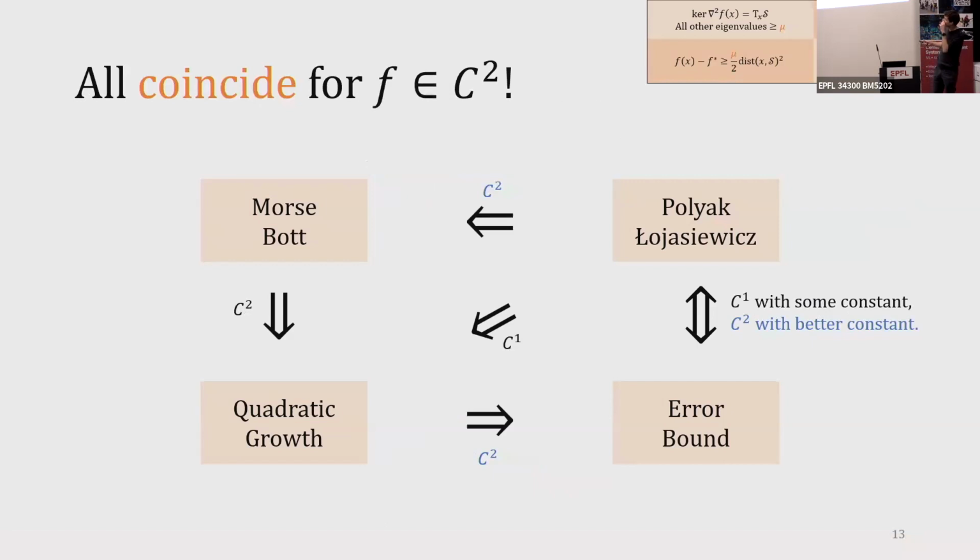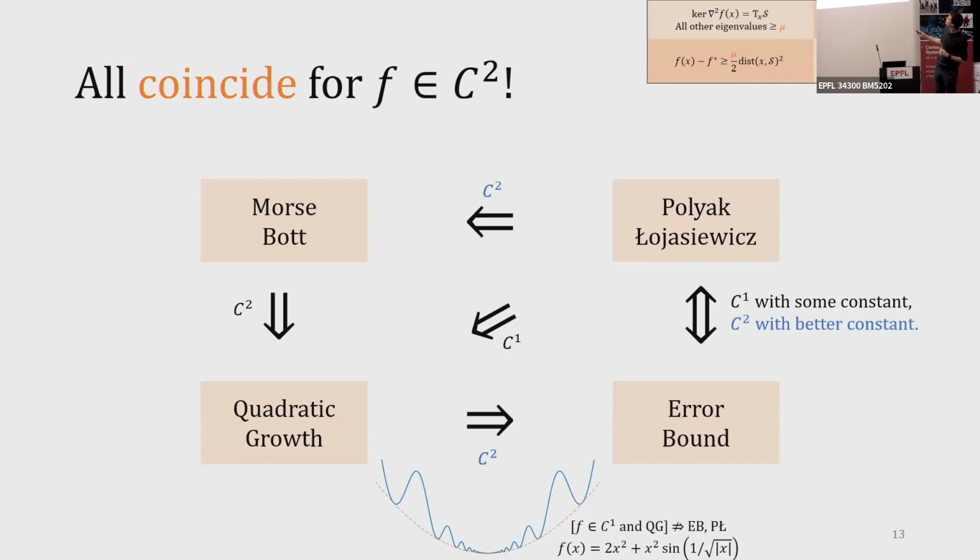Okay. So then when you look at those, you might wonder, well, there's a number of these implications that hold for C1. We showed some for C2. Maybe actually we're missing the mark, and you could show all of them for C1, but that's not the case. Here's an example of a crazy function that satisfies quadratic growth, right? It grows faster than the quadratic, but it's only C1, and it does not satisfy either EB or PL because it has a bunch of critical points infinitely close to X star.